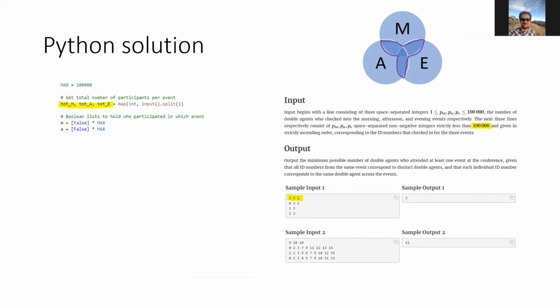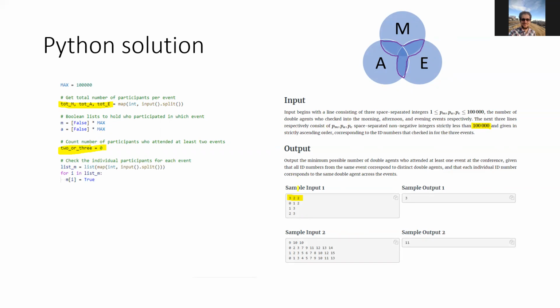So in order to figure out what this purple group will look like, we have a Boolean list for each event. And we'll be saying, okay, in the morning, just put a true every time someone attended the morning. In the afternoon, set a true, and we'll just have it max. So this is all the possible ID numbers. We'll just set them to true inside of the list if they attended the event. And then we're going to try to count 2 or 3, which is the size of this purple group.